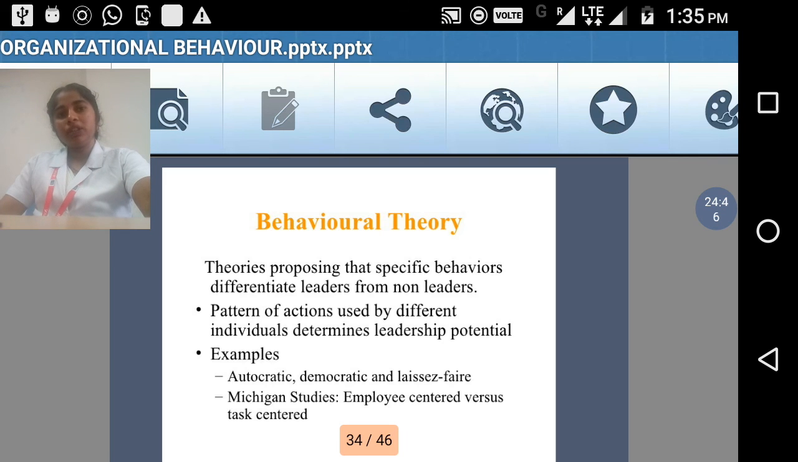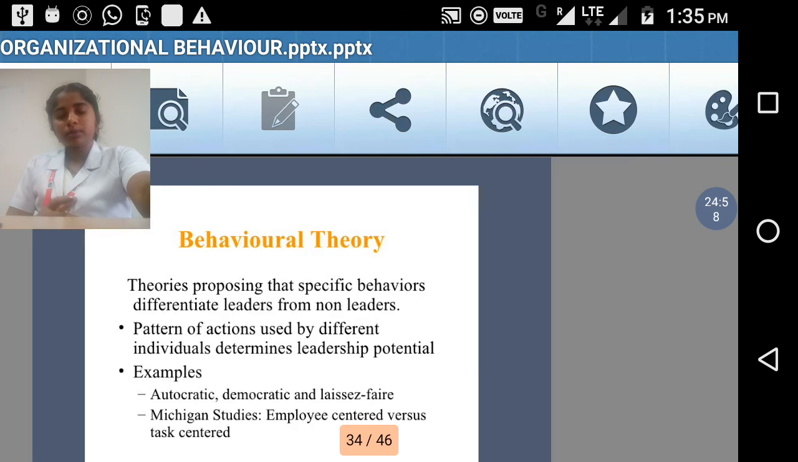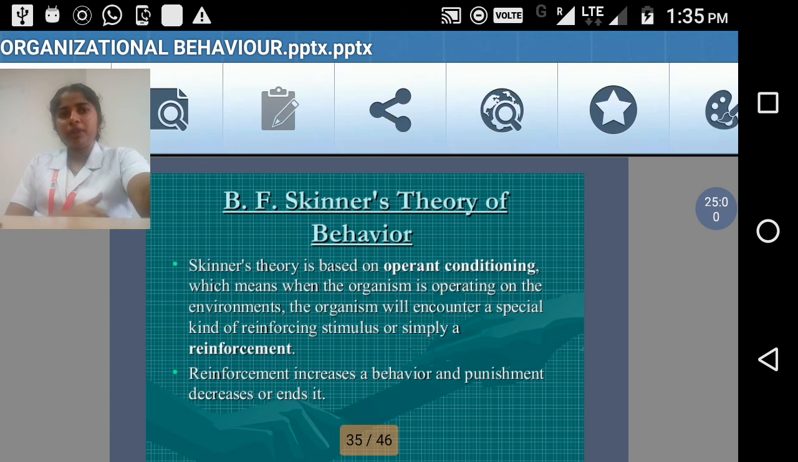In the final one, we are going to see the behavioral theory. In this behavioral theory, we have to understand the autocratic and democratic, which kind of category people are in, and how they behave toward others. These all come under the behavioral theory.